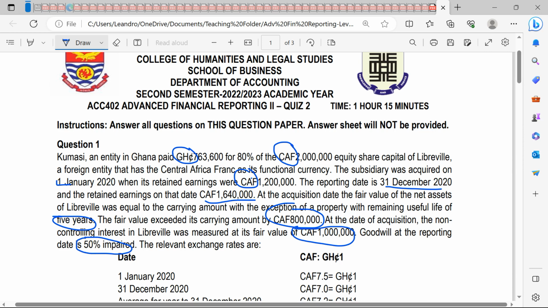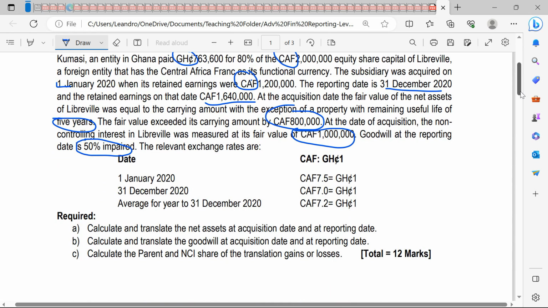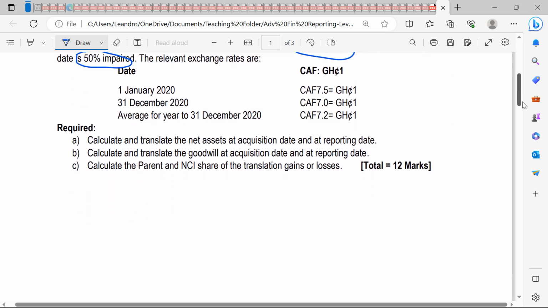The relevant exchange rates are given below. Calculate and translate the net asset at acquisition date and at reporting date. Calculate and translate the goodwill at acquisition date and at reporting date. And calculate the parent and NCI share of the translation gains and losses.